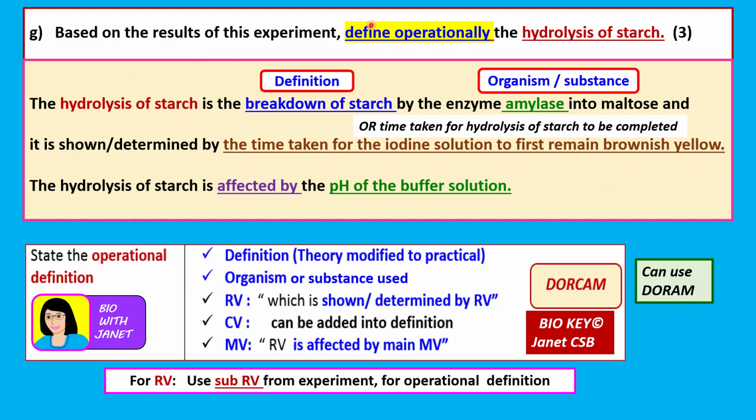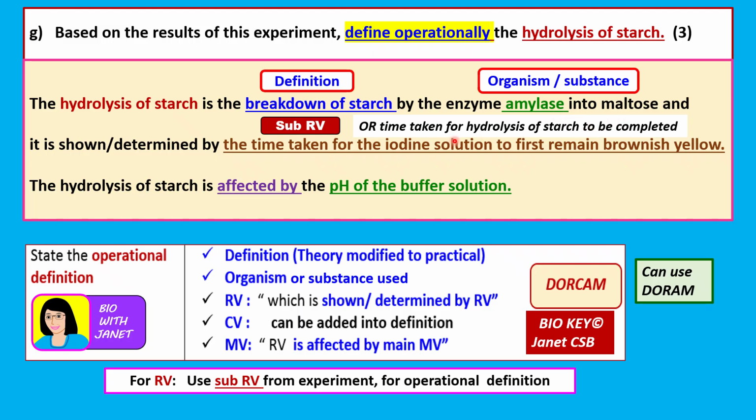Okay, based on the results, define operationally the hydrolysis of starch, right? Or sometimes it can be asked, give the operational definition for the hydrolysis of starch. So hydrolysis of starch, start with this term that you are being asked. The hydrolysis of starch. Now, what's the meaning of the word hydrolysis in the textbook definition? It's the breakdown, right? Breakdown of starch. So here we add in the organism of the substance by the enzyme amylase into maltose, right?